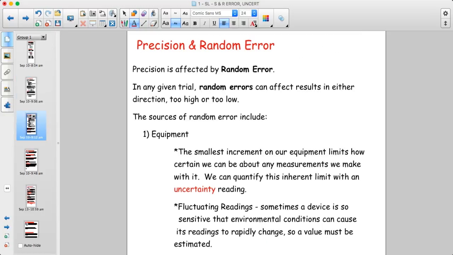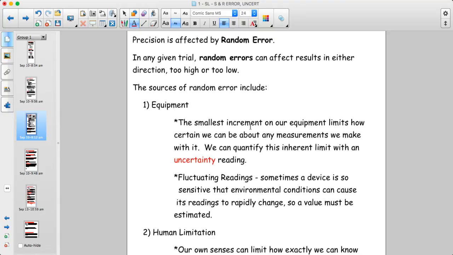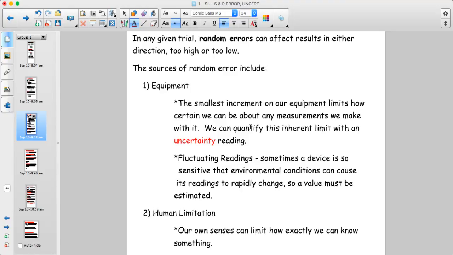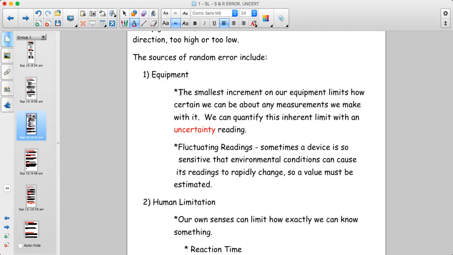So precision is affected by random errors. Random errors, the IB way to think about them, are errors that can affect results in either direction, making them too high or too low. There's lots of different sources that could lead to this. Most commonly, we're going to worry about our equipment, the precision of our equipment. So the smallest increment on our equipment limits how certain we are about our measurements.